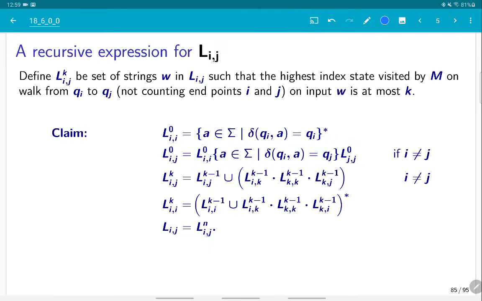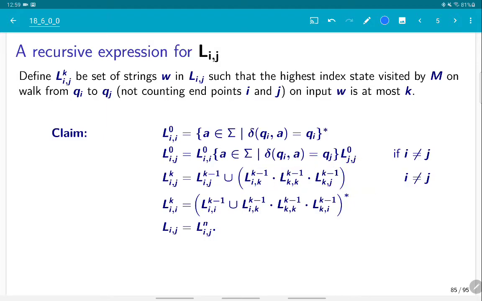Similarly, we can do L_ij^k. Well, it's either L_ij^(k-1), where we don't use the kth state. If we use the kth state, then we have to travel to the kth state without using index k, then we stay in state k as long as we want, and then we travel back, right?